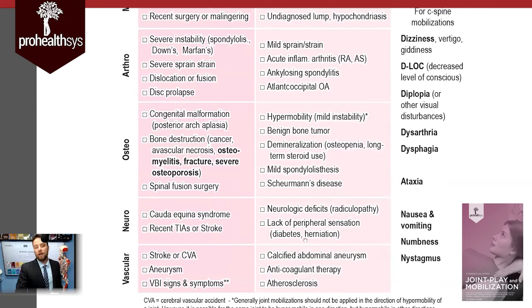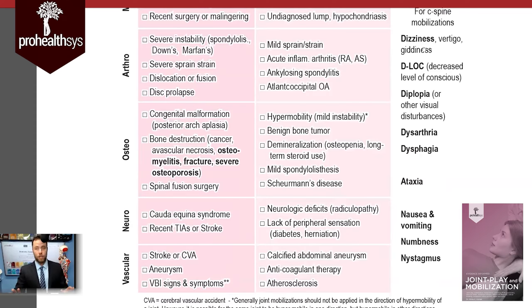If a person has lack of peripheral sensation, whether it's a metabolic condition like diabetes or herniation from direct nerve compression, that would be a relative contraindication right there. You'd have to modify your treatments. And then vascular would be stroke or cerebrovascular accident, aneurysms, VBI signs and symptoms, which you need to know in your sleep.